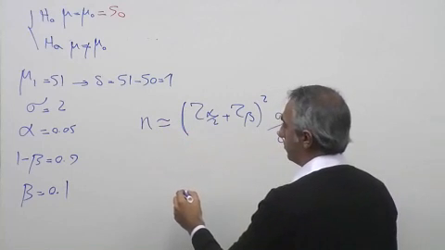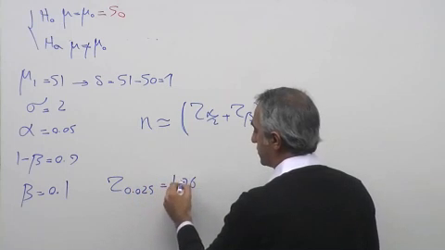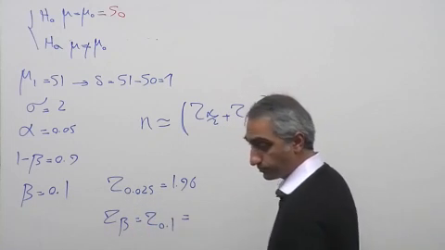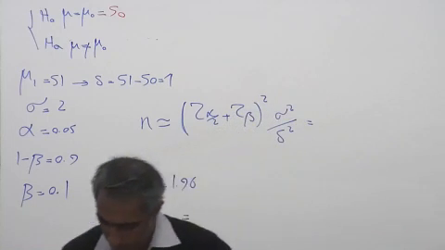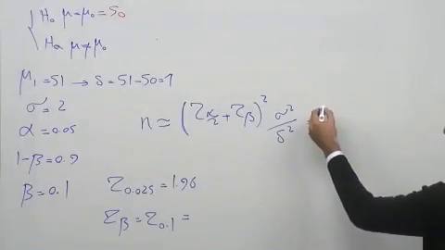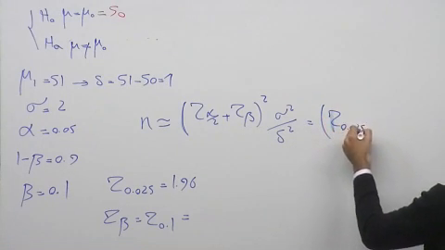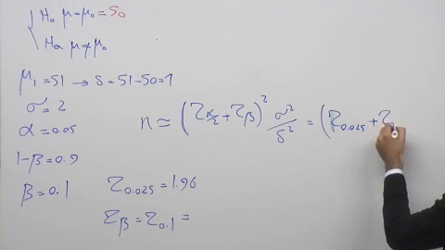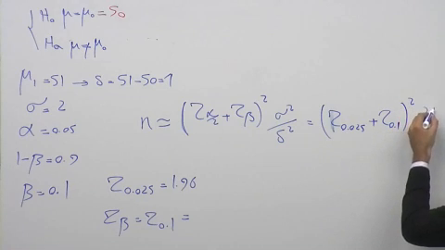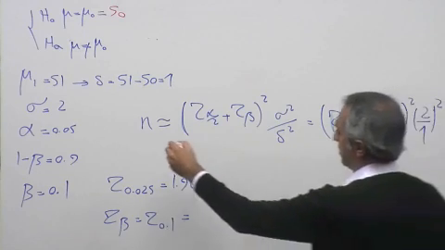So we need to find z of alpha and z of beta. Z alpha over 2 is z of 0.025, which is 1.96. And z of beta is z of 0.1. I don't know what exactly this number is. Let's just leave it as is. So n equals z of 0.025 plus z of 0.1, squared, times sigma squared, which is 2 squared, over delta squared, which is 1 squared. And then you can get your n.